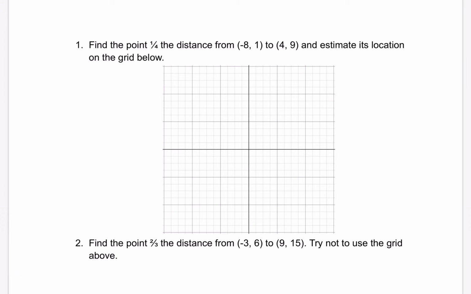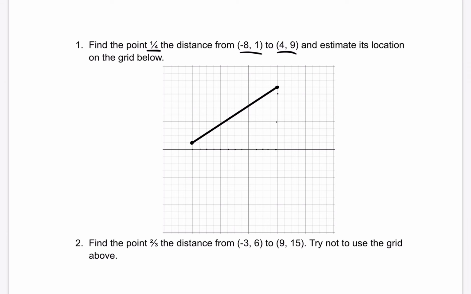So you want to find 1/4 the distance from (-8, 1) to (4, 9) and estimate its location on the grid below. All right, well, (-8, 1), that's over here. -1, 2, 3, 4, 5, 6, 7, 8. There's 8, and then 1 up. That's our first point. And then over here, we run to (4, 9). 1, 2, 3, 4. Up, there's 4, there's 8, there's 9 right here. So this line is the segment we're actually trying to cross.